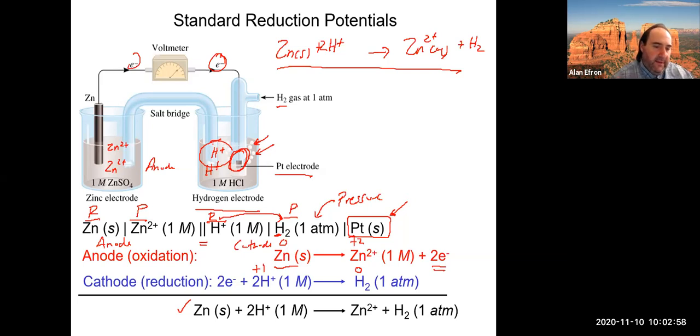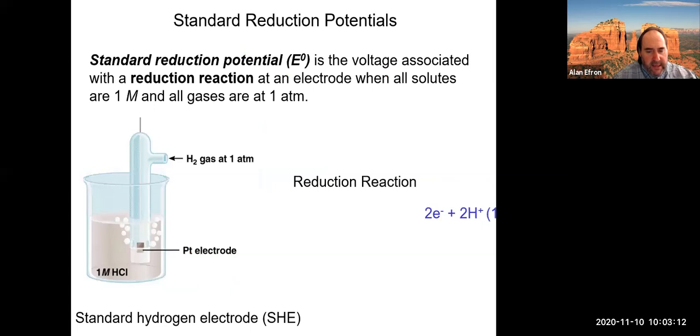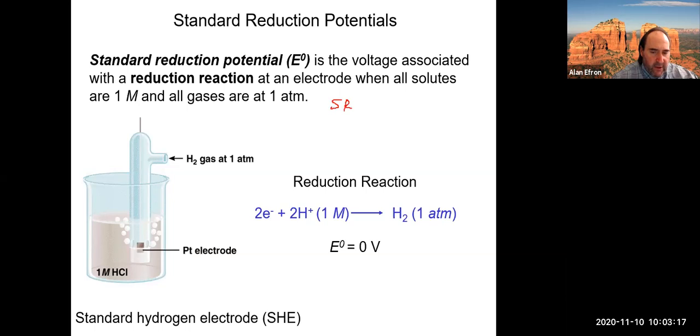So that brings us to an important aspect of electrochemistry here with galvanic cells. And that is something like the title says up there, which is known as the standard reduction potential. So let's talk about what that is. The standard reduction potential, which is sometimes abbreviated as the SRP, is the voltage that's associated with a reduction reaction in an electrode when all the solutes are at standard conditions, so 1 molar and 1 atmosphere if we were talking about pressure.